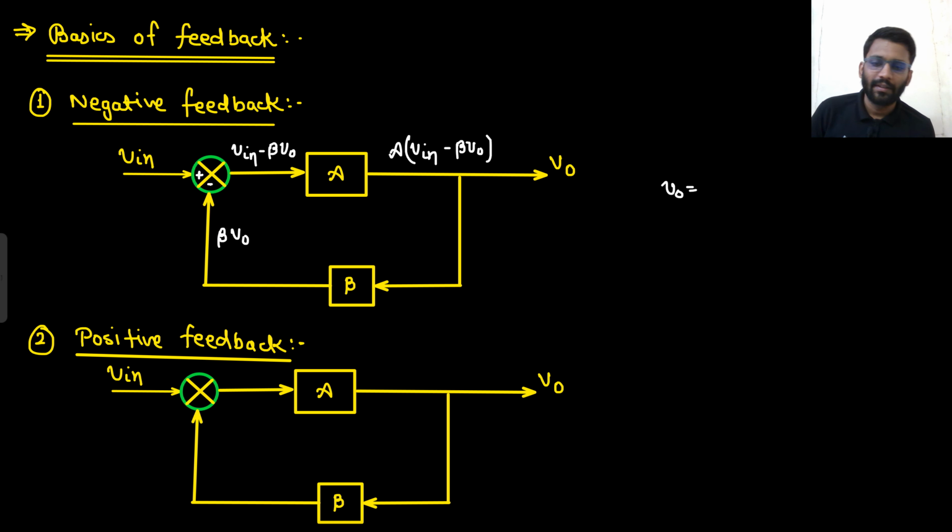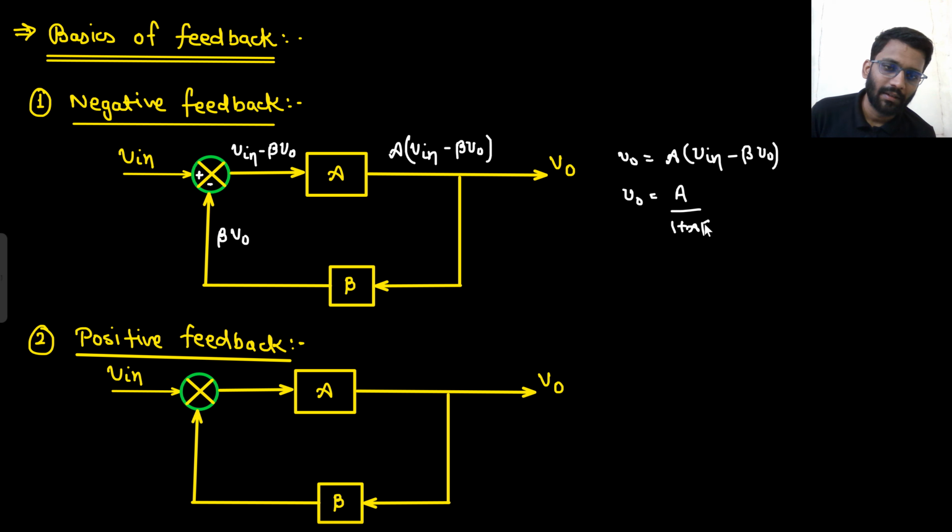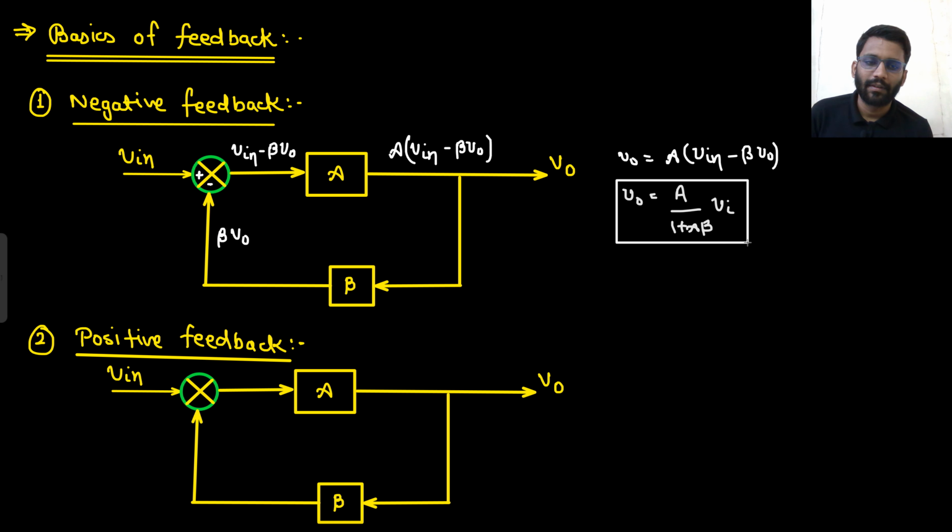So what will be your output? This is what we are writing for negative feedback. Your output is A into V in minus beta V naught, and if you solve it, you get A divided by 1 plus A beta, into V in. So this is your output, right?